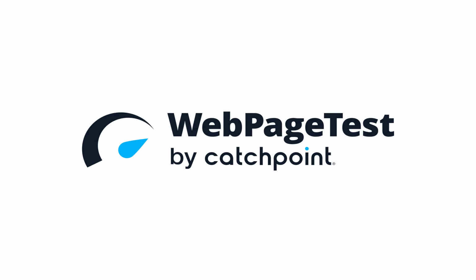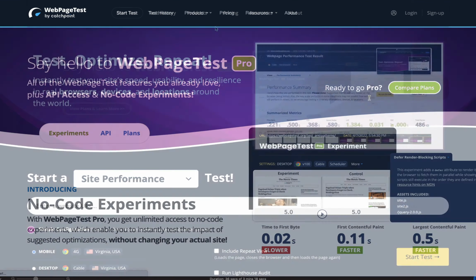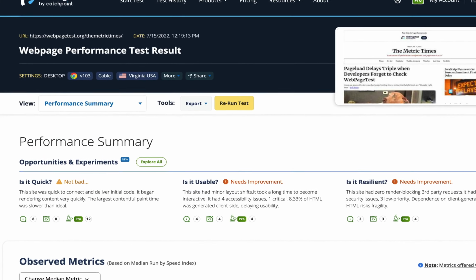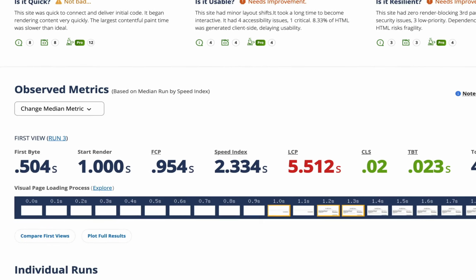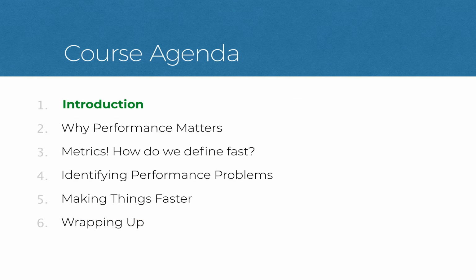Recently, I joined Catchpoint to work full-time on WebPageTest, which is one of my favorite performance tools and, in my opinion, one of the best. WebPageTest will be one of many tools that I'll use throughout this course. So let's look at the agenda, shall we?